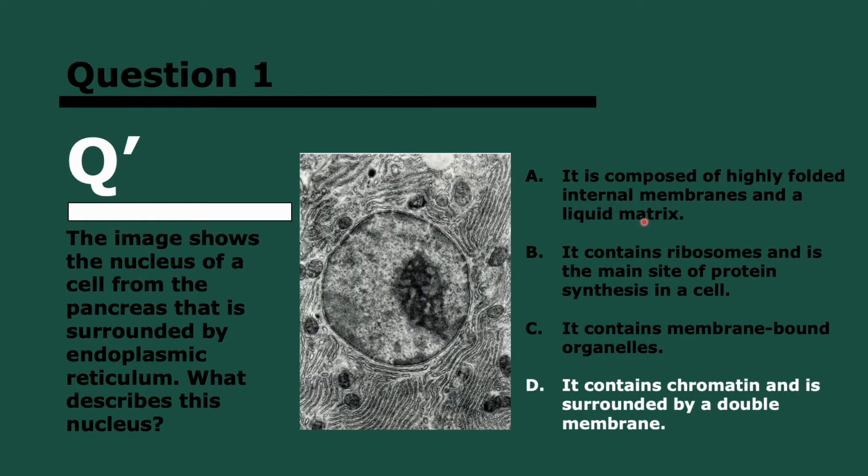The answer is D. Why? It is composed of highly folded internal membranes and a liquid matrix. That's not true. A nucleus does not have highly folded internal membranes. They're flat. It contains ribosomes. That's not true. The cytoplasm contains ribosomes, but the nucleus does not. And it also doesn't contain organelles. Again, the cell does, but the nucleus does not. However, it does contain chromatin, that's DNA, and it is surrounded by a double membrane, which is not highly folded though. Hopefully that makes sense.